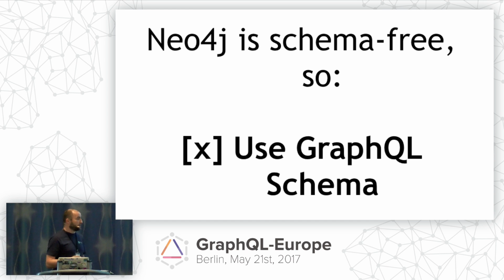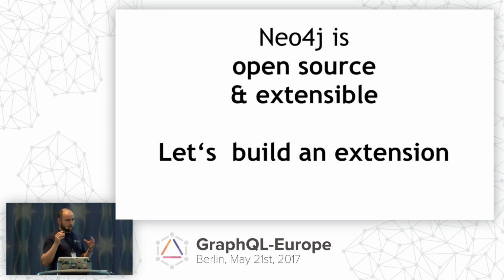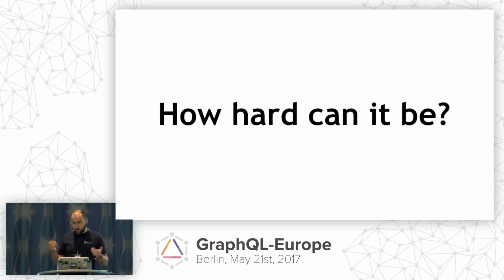And that worked out really well because the graph model in the GraphQL schema aligns really well with the data model that the underlying database offers. And as Neo4j is open source and quite extensible, it's pretty easy to build an extension. How hard can it be? So as I said, it aligns pretty well.